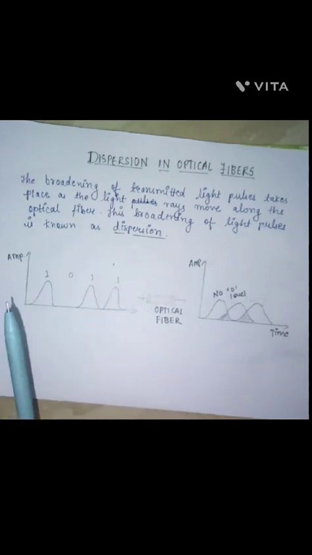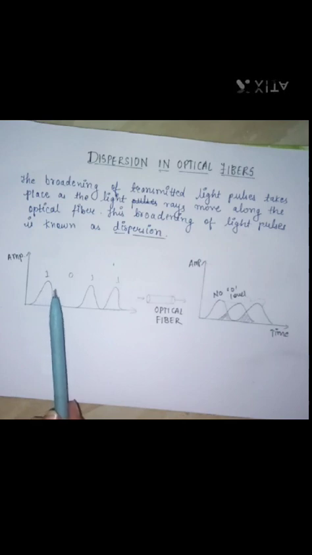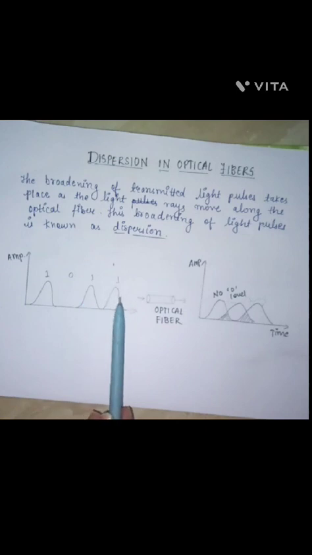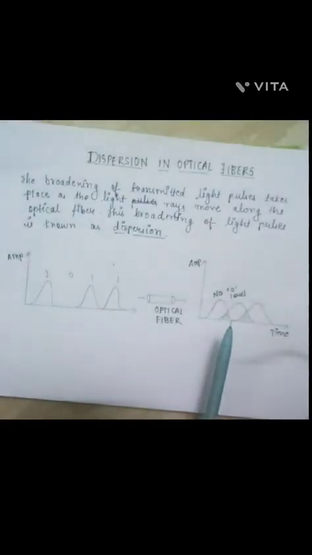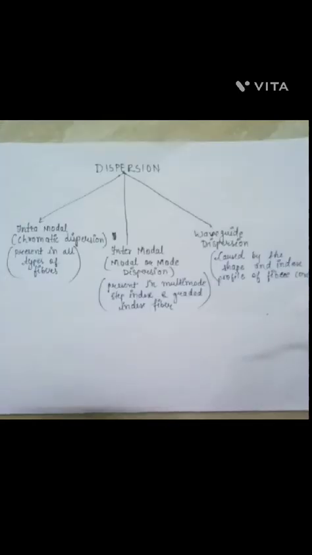To understand this, let us consider an example where I want to send the digital bit pattern 1011, and this digital pattern will be transmitted through the optical fiber. This will be the input end and this will be the output end. When these pulses pass through the optical fiber, due to the dispersion phenomenon, the pulses start to get broadened, as shown here.